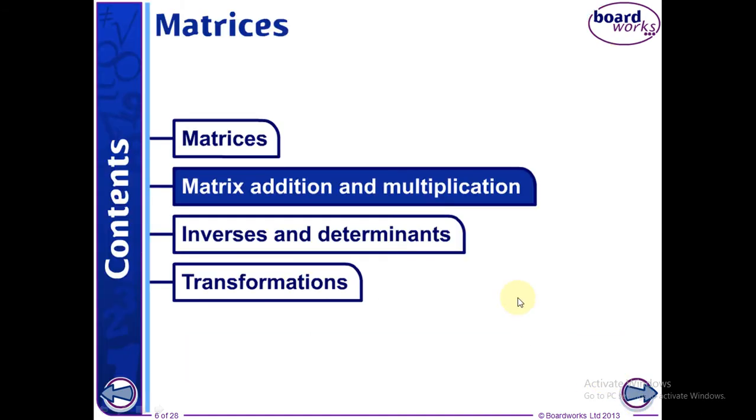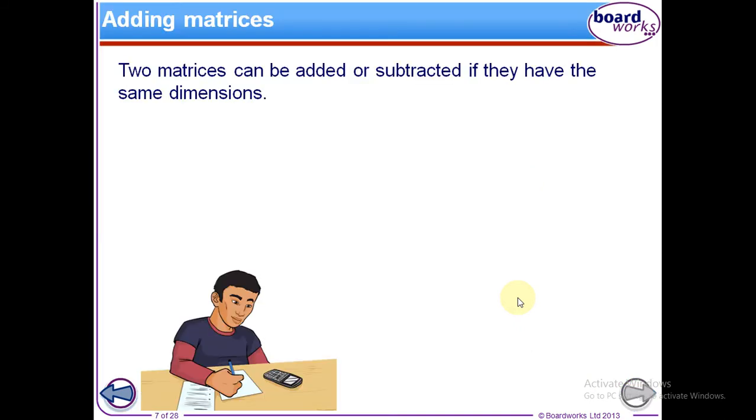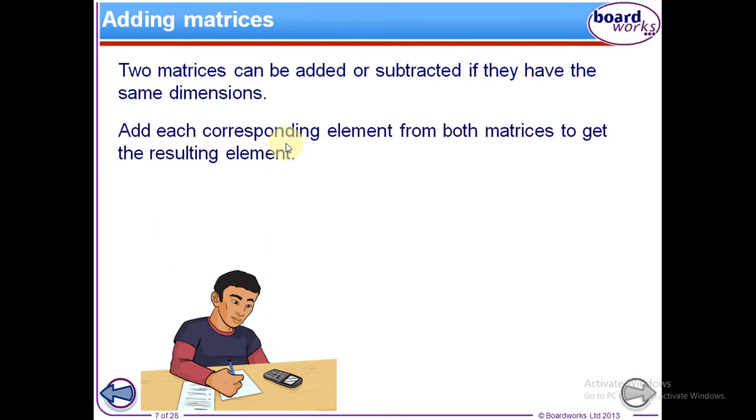Okay, so the next content here is how to complete addition and multiplication of matrices. Two matrices can be added or subtracted if they have the same dimension. Add each corresponding element from both matrices to get the resulting element.